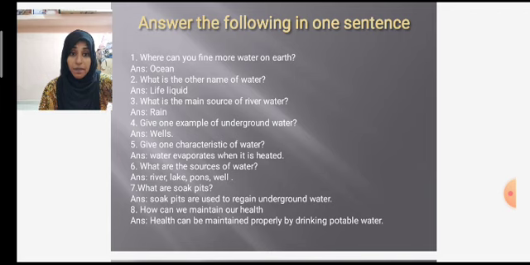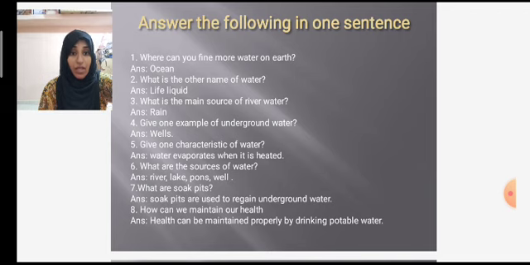Next question: what is the other name of water? The other name of water is life liquid. See, this question I have repeated in fill up the blanks, in match the following, and here also. What is the other name of water? It is life liquid. What is the main source of river water? The main source of river water is rain.